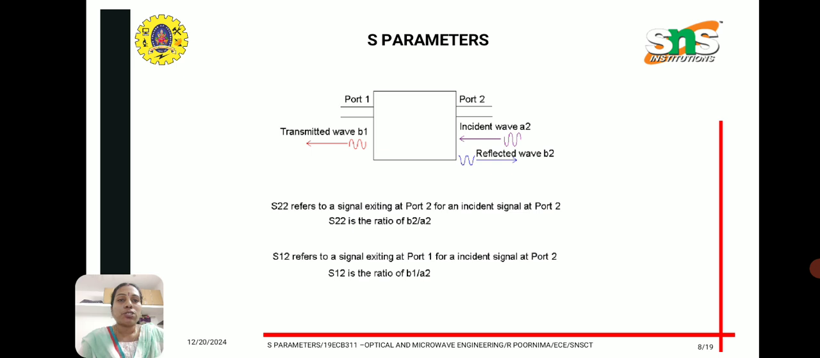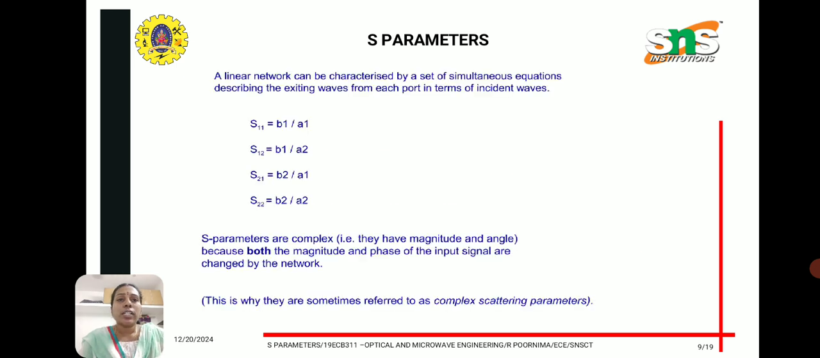Now S22 refers to the signal exiting at port 2 for an incident signal at port 2, so it is the ratio of B2 by A2. And S12 refers to the signal exiting at port 1 for an incident signal at port 2. It is the ratio of B1 by A2. A linear network can be characterized by a set of simultaneous equations describing the exiting waves from each port in terms of incident waves. The four S parameters are defined as S11 equal to B1 by A1, and similarly S12, S21 and S22.